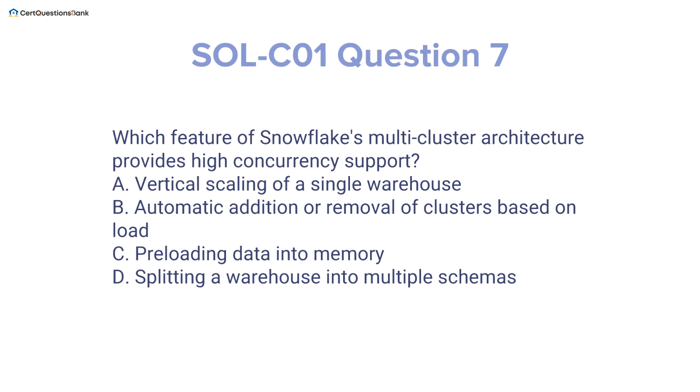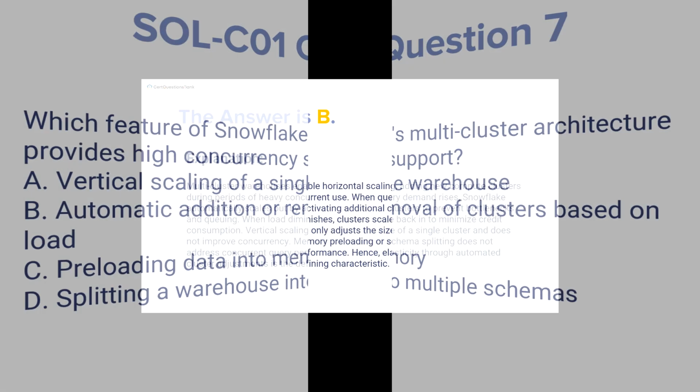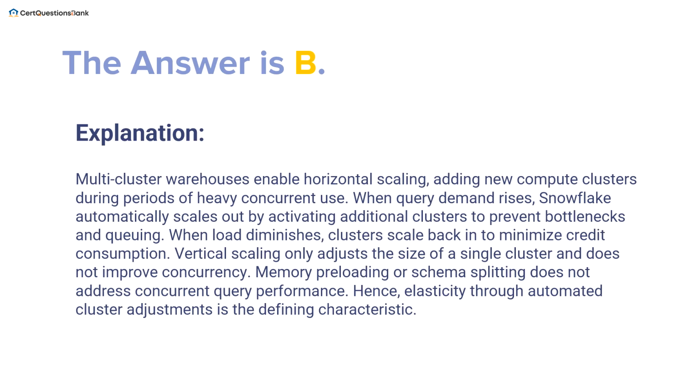Which feature of Snowflake's multi-cluster architecture provides high concurrency support? A. Vertical scaling of a single warehouse. B. Automatic addition or removal of clusters based on load. C. Preloading data into memory. D. Splitting a warehouse into multiple schemas. The answer is B.